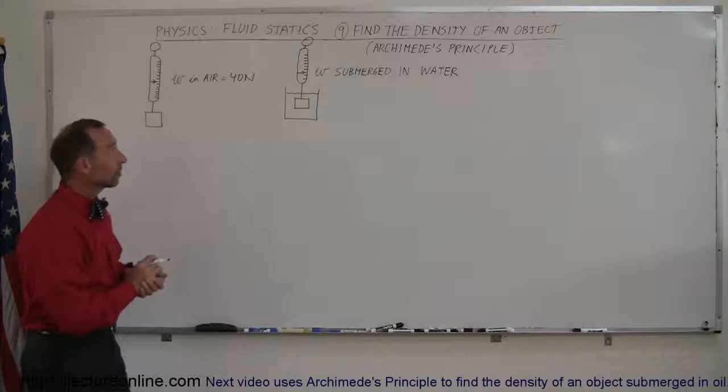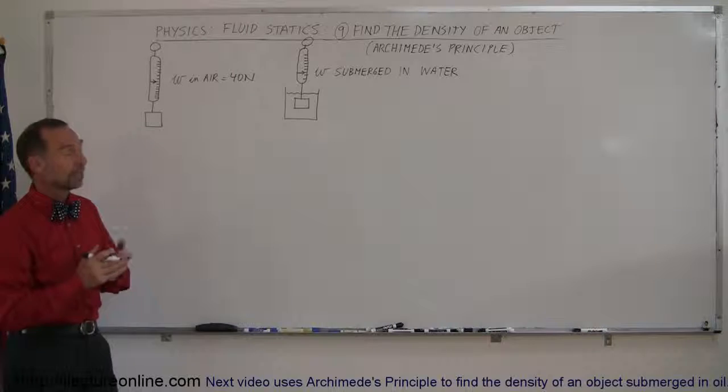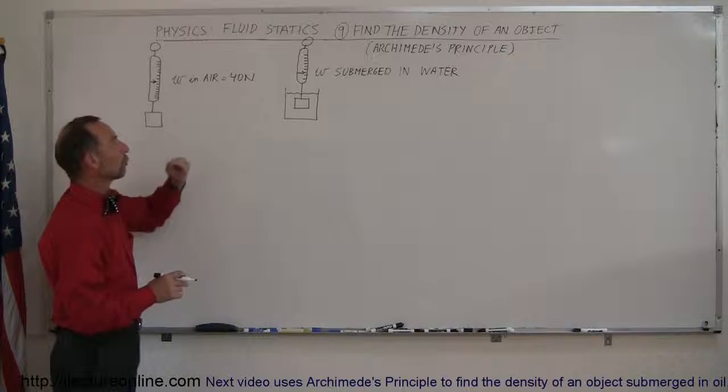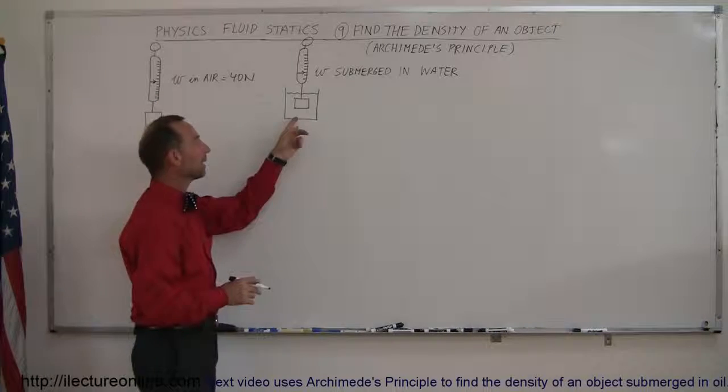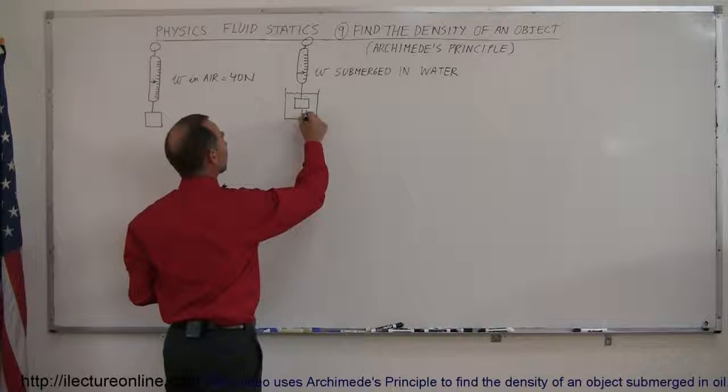Our next segment on fluid statics is on how to find the density of an object. In this particular example, we have an object hanging from a scale and we're measuring the weight, and the weight in air is 40 newtons. And then we weigh it again when the object is submerged in water. So let's assume that this is in water, H2O.